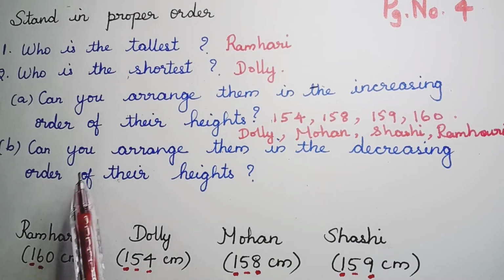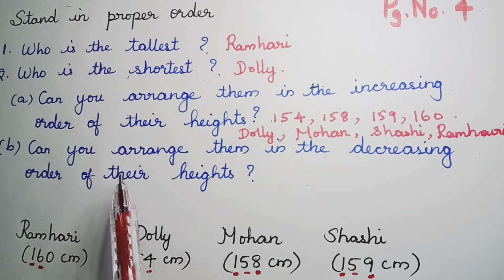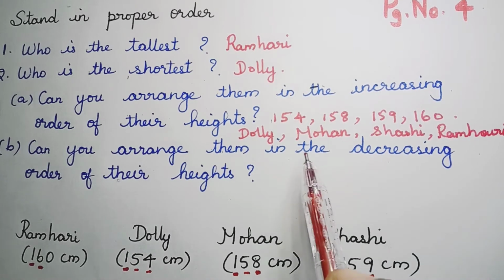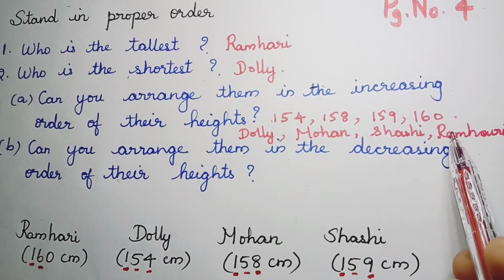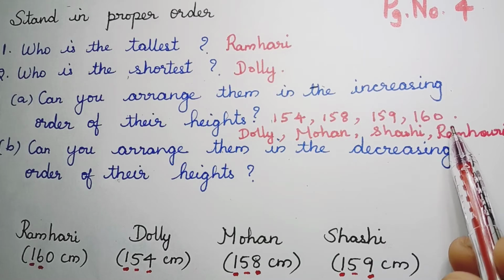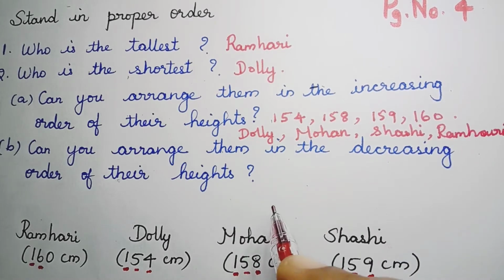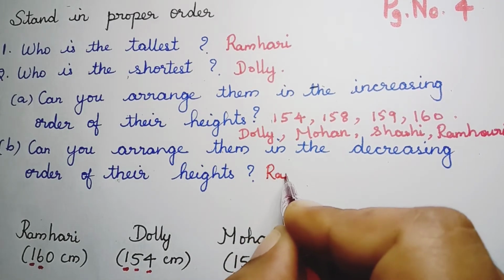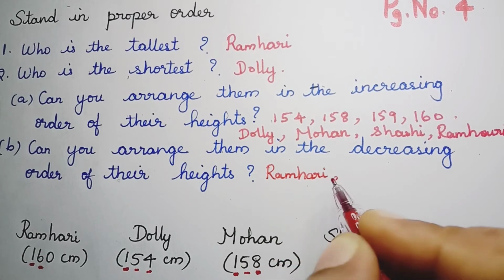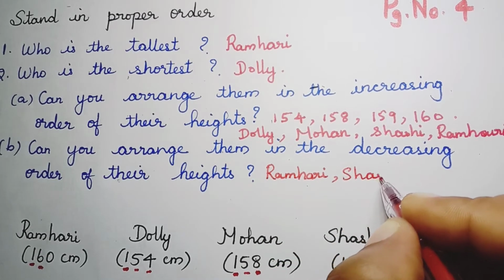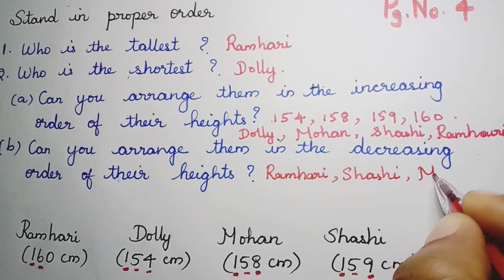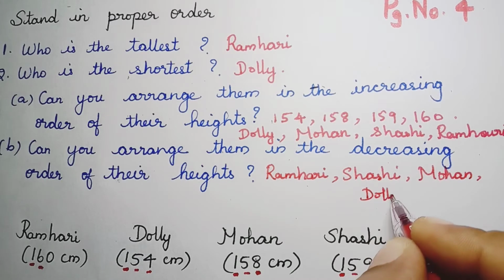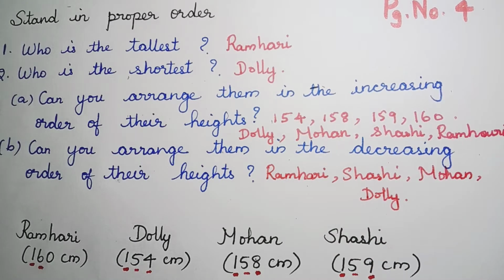Now the next question is, we have to arrange the following in the decreasing order. We have already arranged them in ascending order. So now the task is very easy. We can write it in the inverse way. So who will be the biggest person? Ramhari, Shashi, Mohan, and Dolly. So that's it.